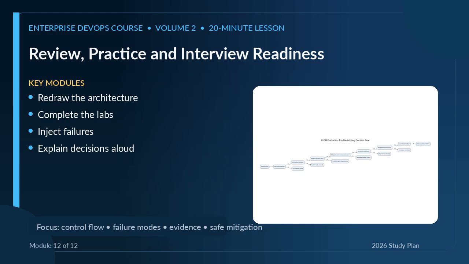For interview preparation, answer each scenario aloud using a structured sequence: clarify impact, establish scope, check recent changes, collect evidence, form and test hypotheses, mitigate safely, validate. Senior level performance is demonstrated not by memorizing commands, but by making reliable decisions under uncertainty.